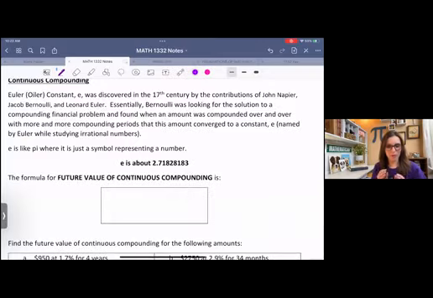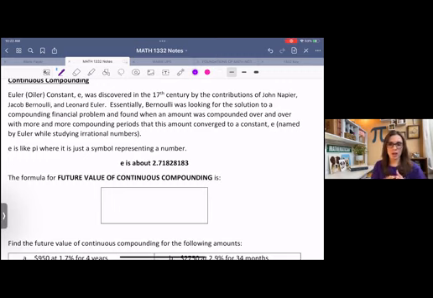Hey y'all, in this lesson, we're going to look at continuous compounding interest. This one starts with a little bit of a story, but basically there were three people around the 17th century who were working on the same problem. We do call it Euler's, spelled E-U-L-E-R, but Euler's constant e. But basically they were looking for the same thing.